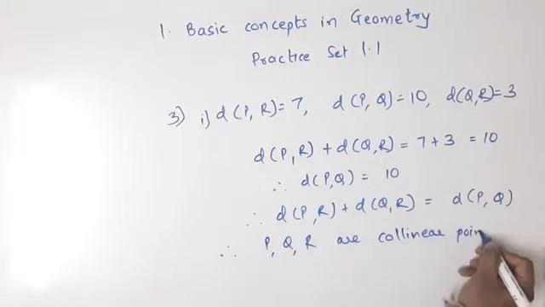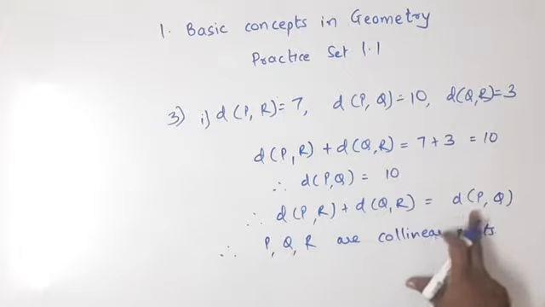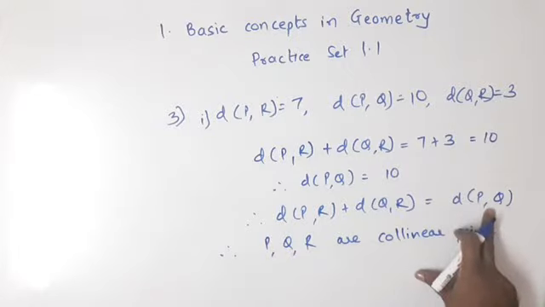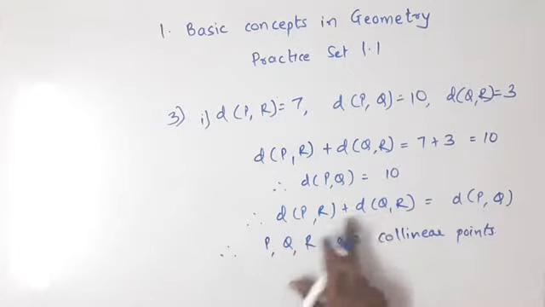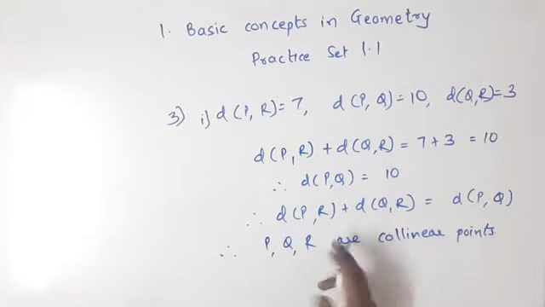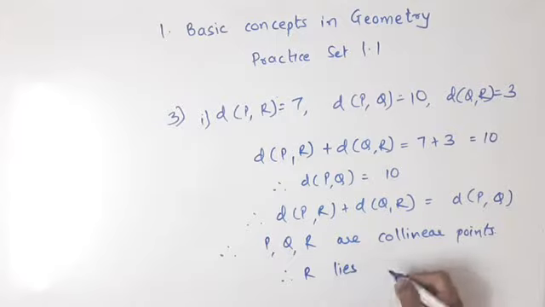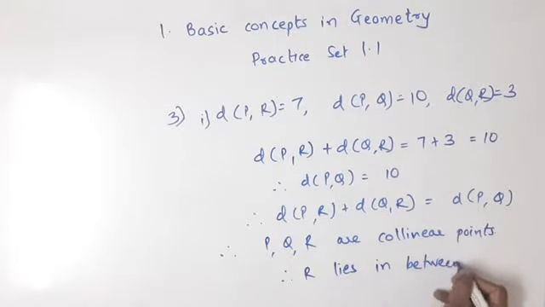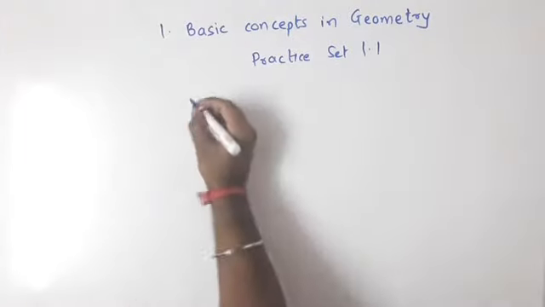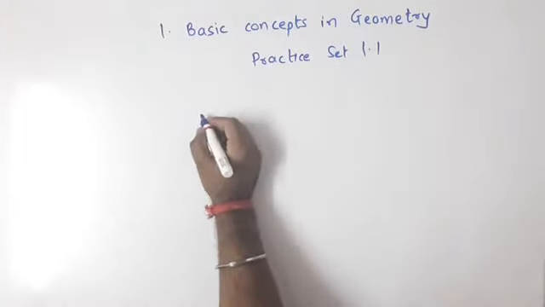Okay, and which point is between the other two here? You can see, either see here or here, which point is common in the smaller ones. R is common. Therefore R lies in between P and Q. Okay, one more example we'll do. Let us say the third one, or we'll say the fourth one.